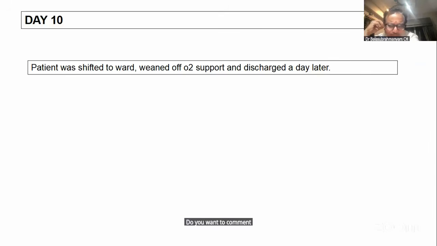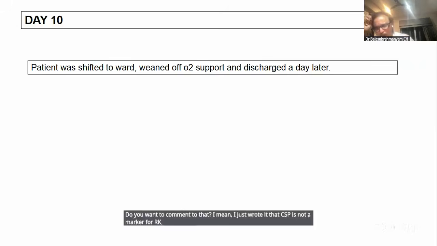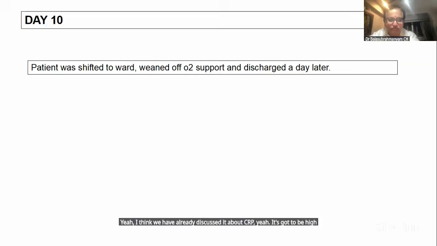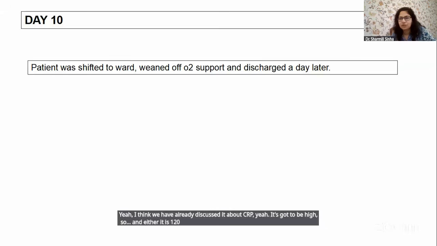I just wrote that CRP is not a marker for acute pancreatitis; it's a marker of inflammation. We have already discussed CRP. It's got to be high, whether it is 120 or 300, and over a 4 to 6 week course it's going to remain. It doesn't have any therapeutic or diagnostic value in these cases.